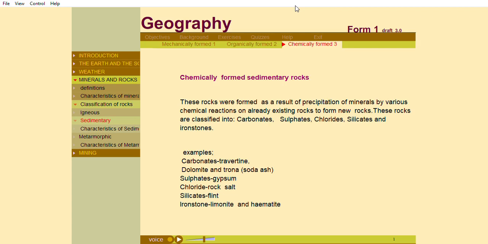Examples of carbonates are travertine, dolomite, and trona or soda ash. Sulfates: gypsum; chloride: rock salt; and silicates: flint. And examples of ironstone are limonite and hematite.